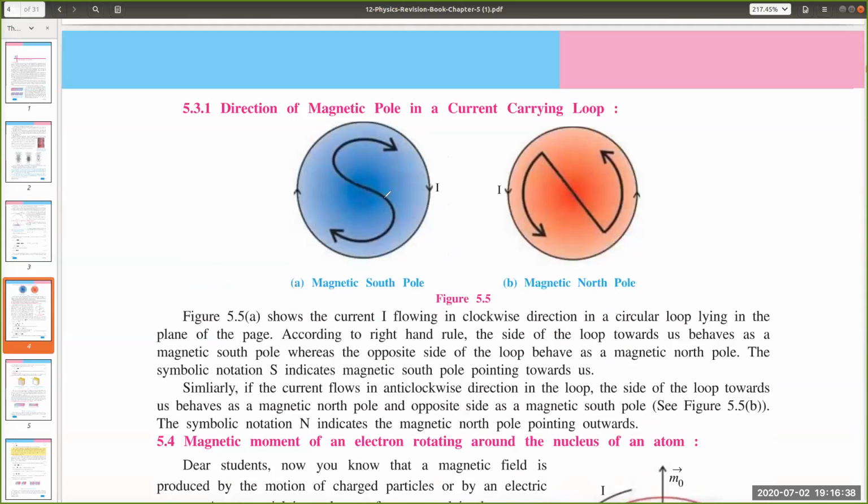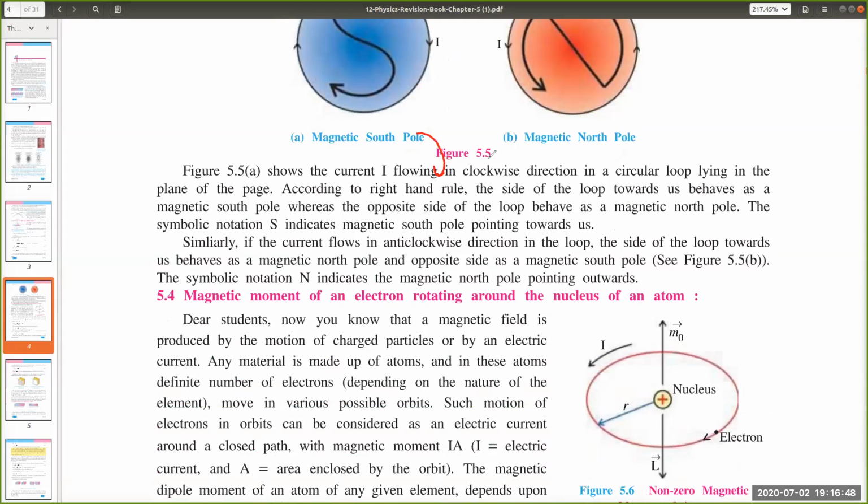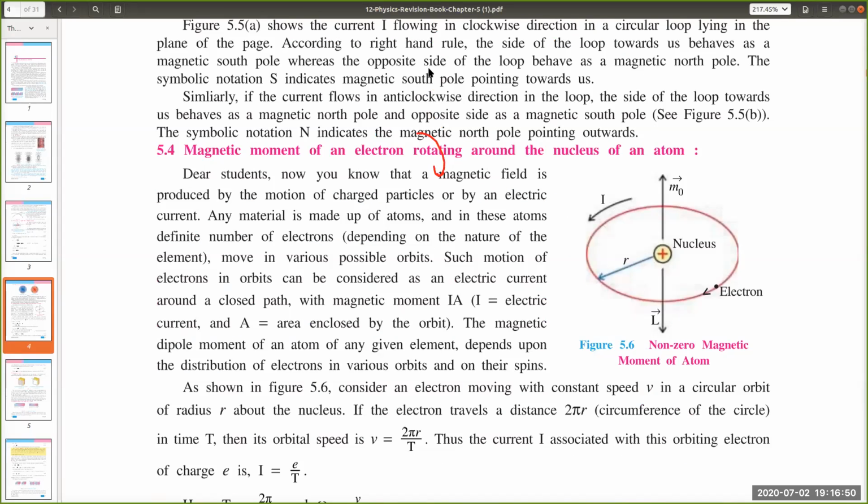Now direction you know already, it's very easy, right? Clockwise is south, anti-clockwise is north. That's that finger curling thing. Now, the application of this is finding the magnetic moment of an electron in actual atoms. In an atom there is a nucleus, and an electron is revolving like this. Because a charge is revolving, it is like a current, like a current carrying loop.